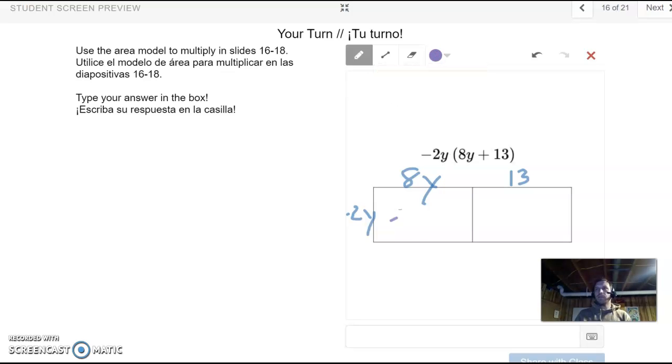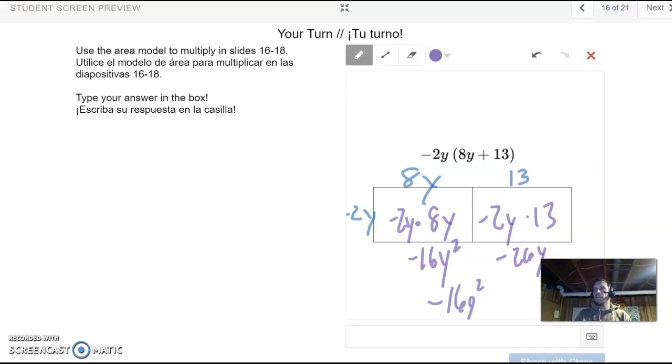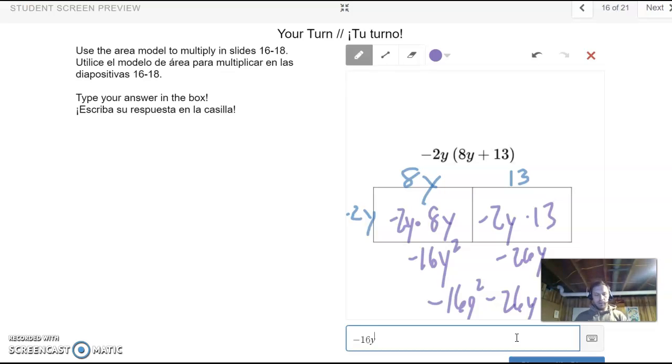So I get negative 2y times 8y, which gives me a negative 16y squared. Negative 2y times 13, which is a negative 26y. Put those together, negative 16y squared minus 26y. We're going to type that in there. Negative 16y to the second power minus 26y.